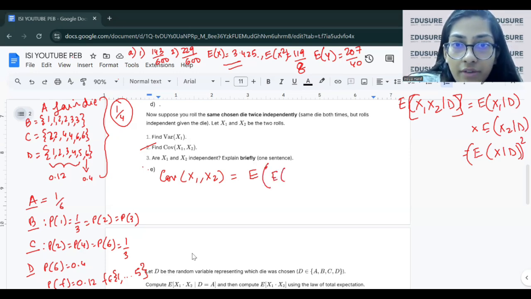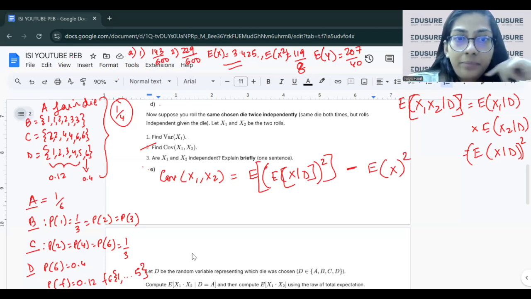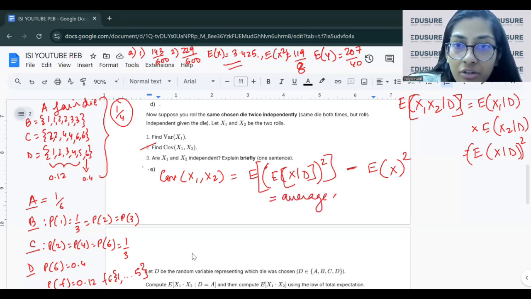It's going to be expectation of x given d, its square, minus expectation of x square. Now expectation of x given d whole square, this is basically the average of mu square. So what will mu a be?